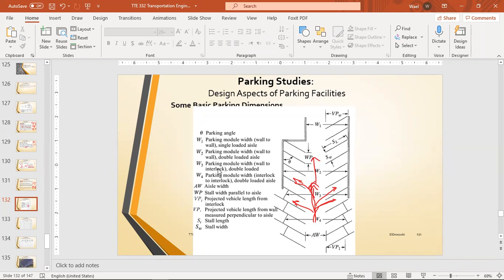Okay, so here these are the dimensions. Theta, that's the angle of parking. W1, that's the parking module width, wall to wall, if you have a wall to wall and one aisle on one side. W2, parking module width wall to wall, double loaded aisles, meaning the aisle here is loaded from both sides. W3, wall to wall interlock, meaning from the wall to the interlock here, okay, that's W3. Double loaded aisle, here the aisle width is the width the cars can move in. And VB1 is the projected vehicle length.